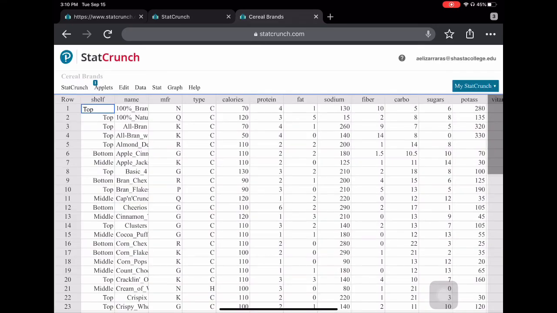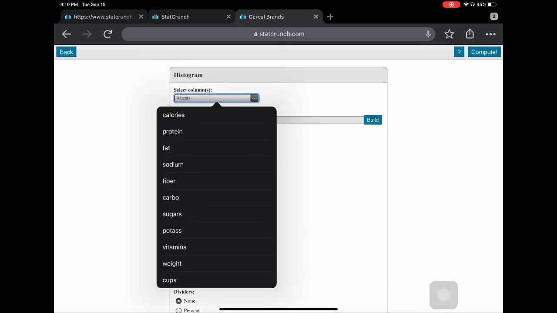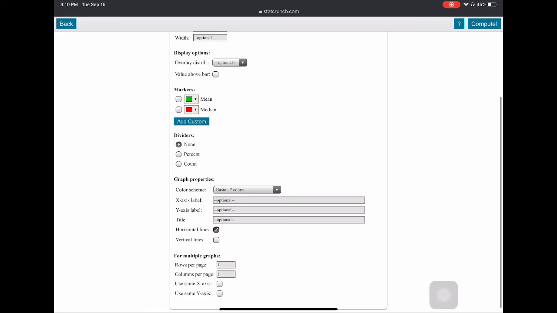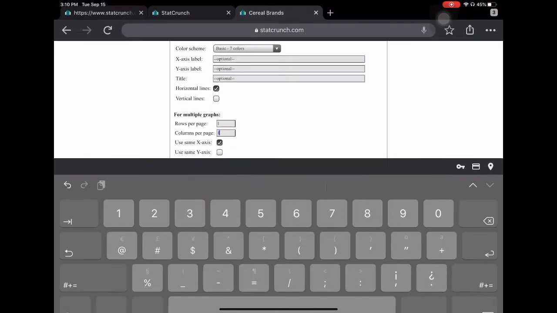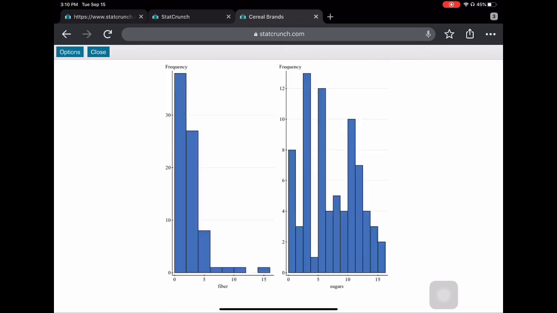We want to create histograms. We're going to go to histogram, and we're doing both fiber and sugar. We want our x-axis to be the same, and we want to have one row and 2 columns. And it might look a little bit different than what's on your paper because the y-axis is stretched here.